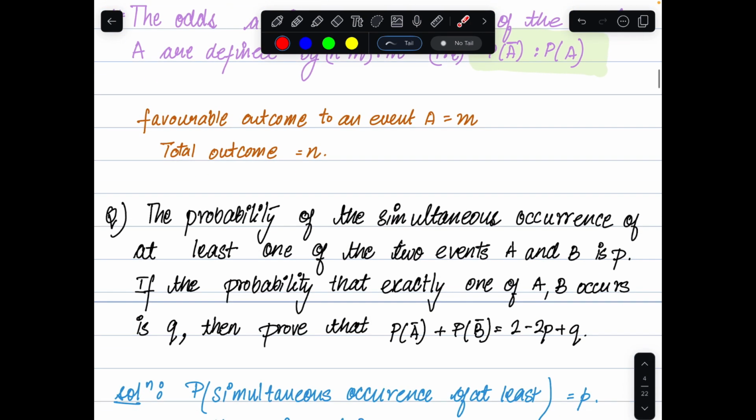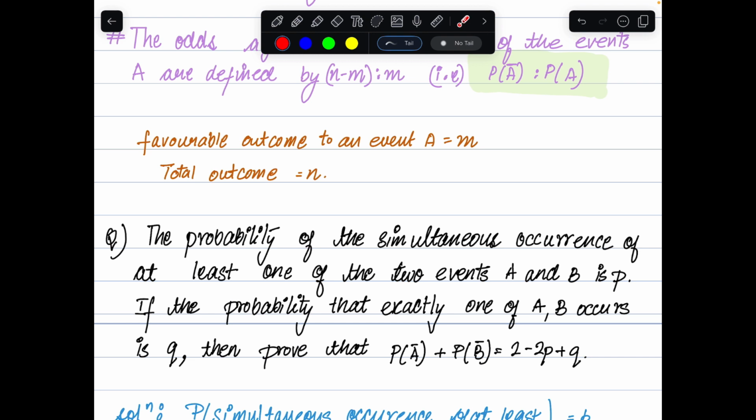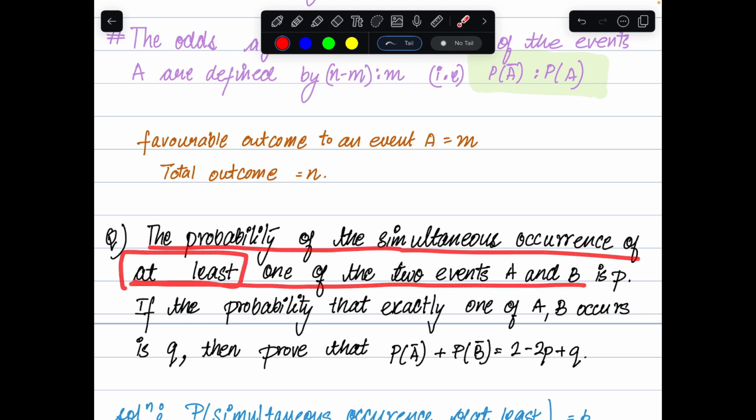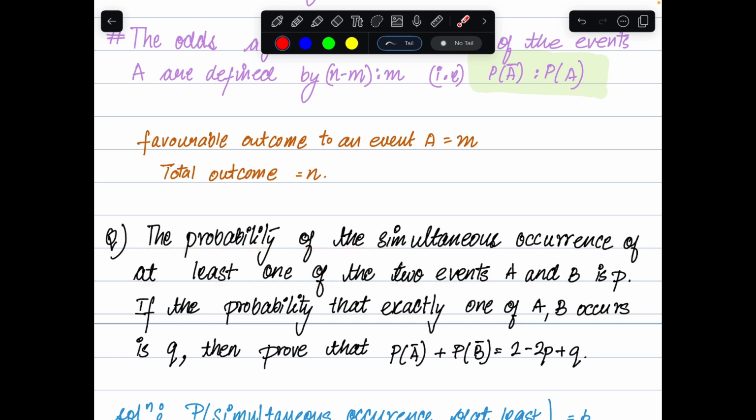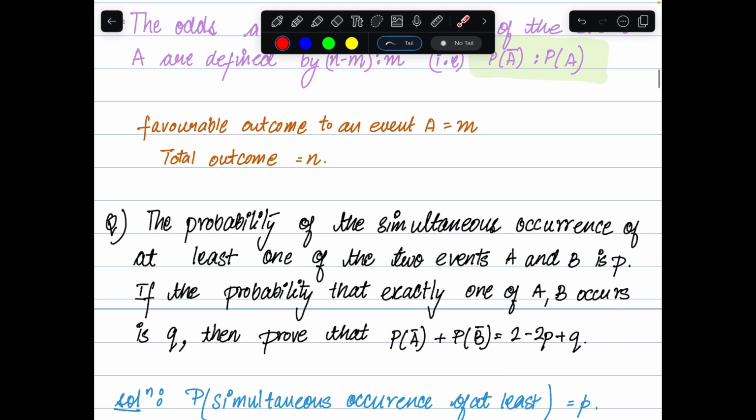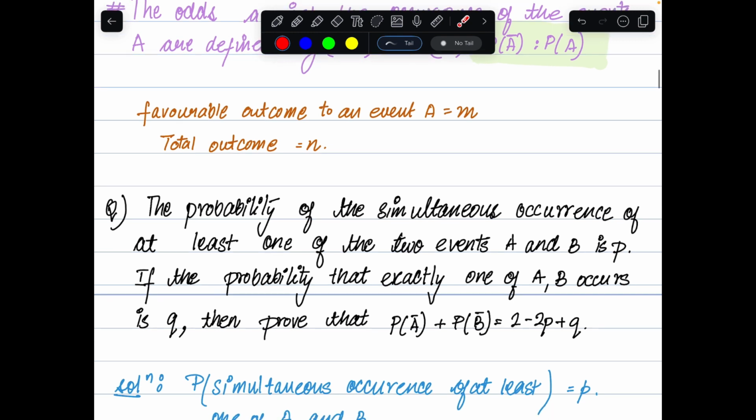Okay, now let's move on with the problem. The first problem: the probability of the simultaneous occurrence of at least one of the two events A and B, so at least one of them should happen or both can also happen, is P. If the probability that exactly one of A, B occurs is Q, then we have to prove this. This is a proof question, easy because it's already given to you, you just have to prove it. You are not finding anything here. So keep in mind, at least one of, and here exactly one.